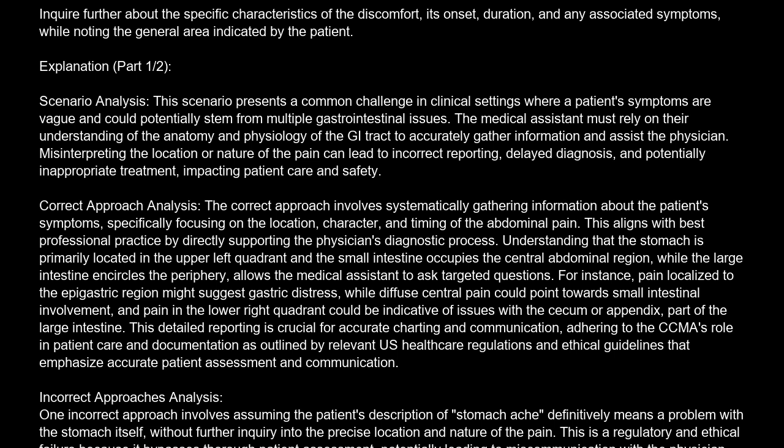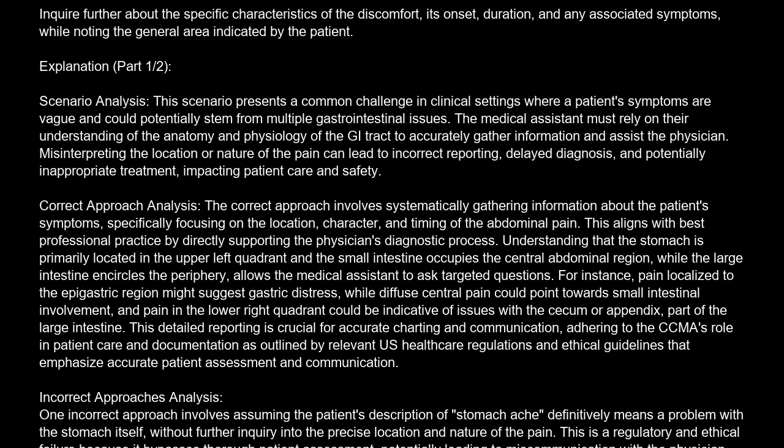Understanding that the stomach is primarily located in the upper left quadrant, and the small intestine occupies the central abdominal region, while the large intestine encircles the periphery, allows the medical assistant to ask targeted questions. For instance, pain localized to the epigastric region might suggest gastric distress, while diffuse central pain could point towards small intestinal involvement, and pain in the lower right quadrant could be indicative of issues with the cecum or appendix, part of the large intestine.